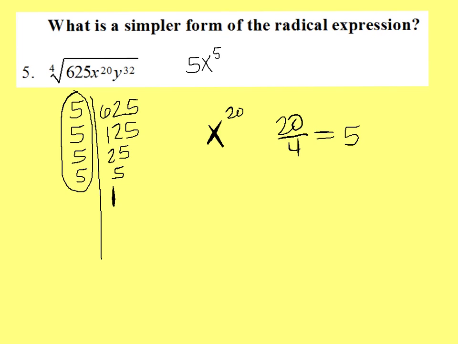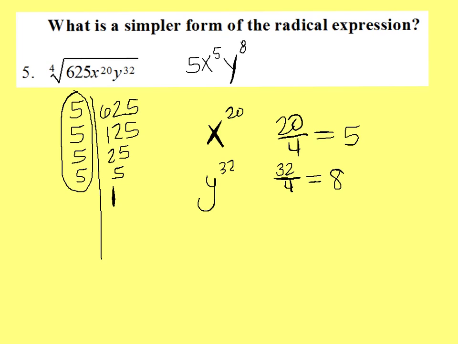Then we have y to the 32nd. And again, we want to know how many groups of 4 can we make. So we're taking 32, and we're dividing it by 4, and we get 8. So we can make 8 groups. So y to the 8th comes out.